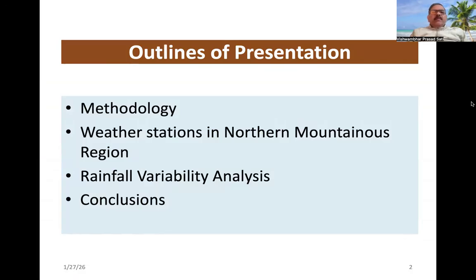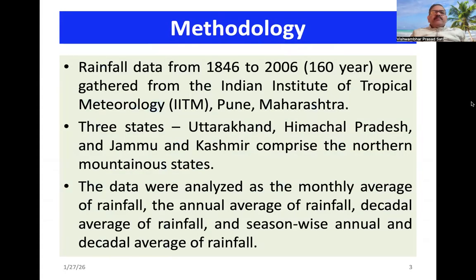The outline of our presentation will be like this. We will talk about the methodology. We will talk about weather stations in the northern mountainous region. And we will also talk about how we have analyzed the rainfall variability and change in the western Himalayan region. And finally, we will talk about the conclusion.